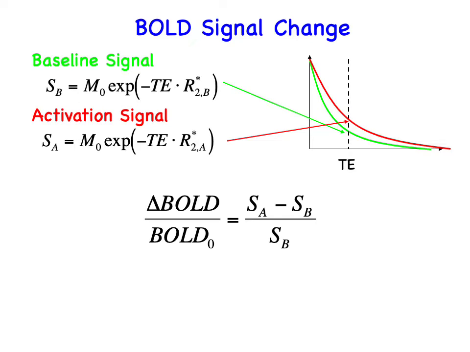If we look at the normalized change in the BOLD signal, we will find that to first order, it is the product of the echo time and the change in R2*. In the next few slides, we'll take a closer look at the factors that contribute to R2*.